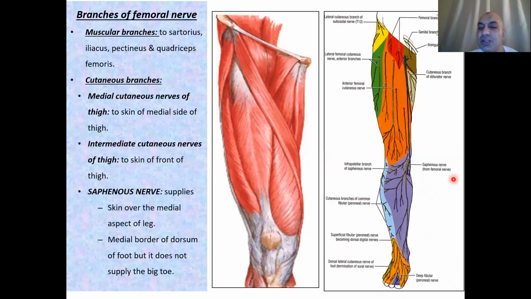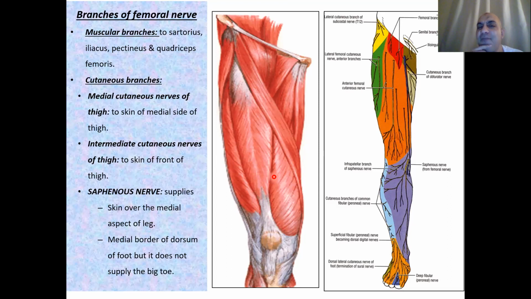What are the branches of the femoral nerve? We have 4 muscular branches, 3 cutaneous branches and 2 articular. So try to remember 4, 3, 2. The 4 muscular branches: number 1, we have a branch to this muscle, which is called the sartorius. And this muscle is called the quadriceps femoris. In particular, 1 branch for each head of the quadriceps femoris.